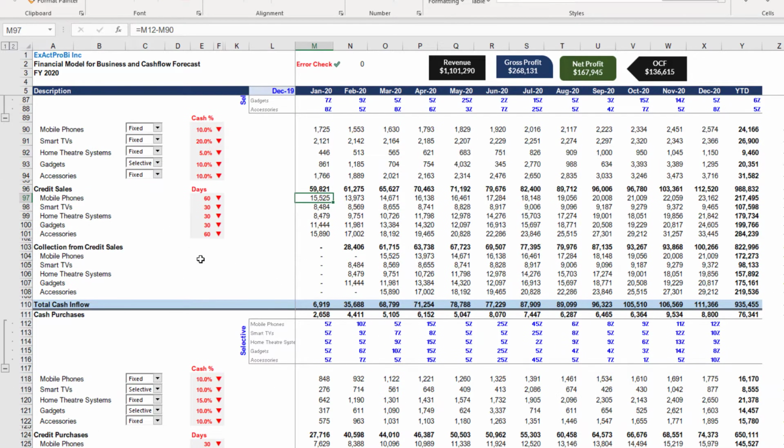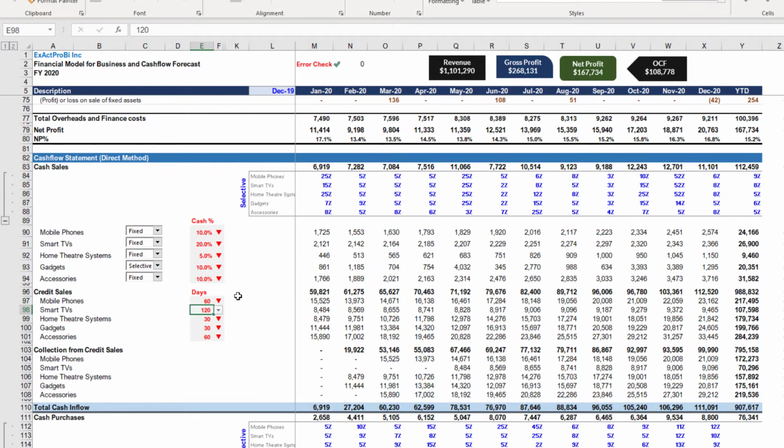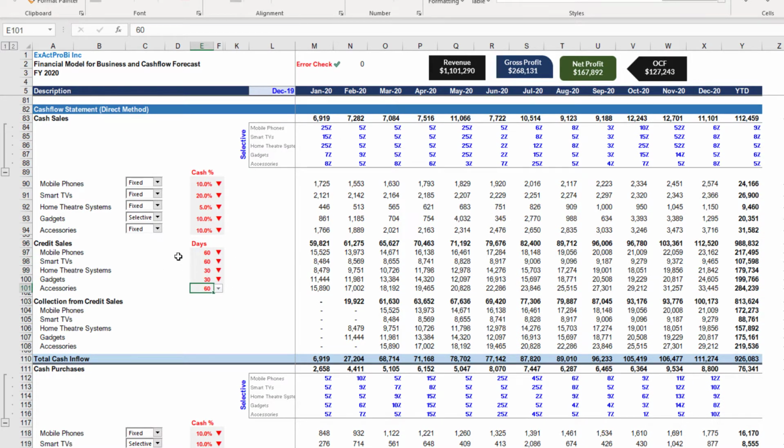That we will see when we see the overview at the end of the video. So here you can select the credit days. For example, if you choose really long credit days, your overall cash collection will be really bad and you will struggle with the cash. And you will see what the impacts would be when we see the overview of the model at the end of the video. So here you can model your credit days accordingly.